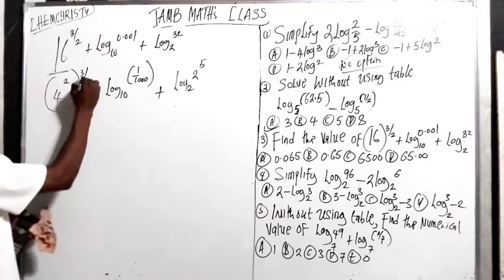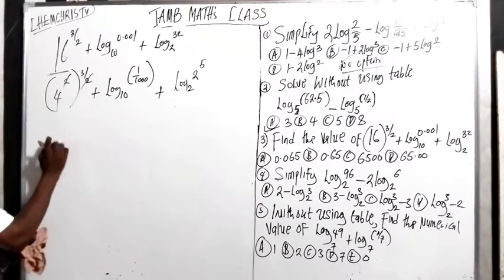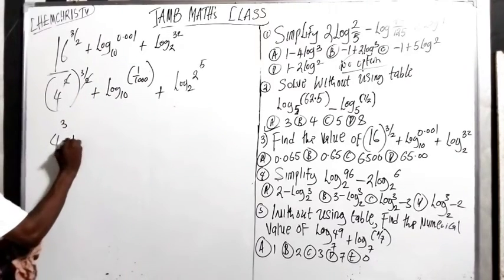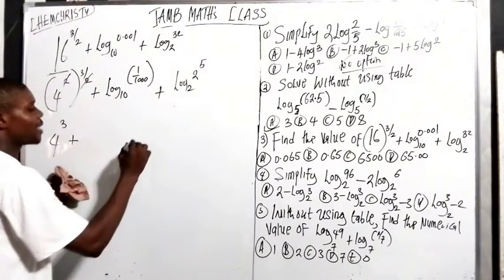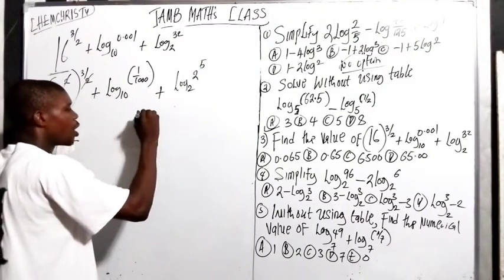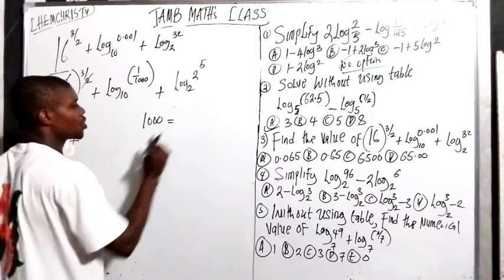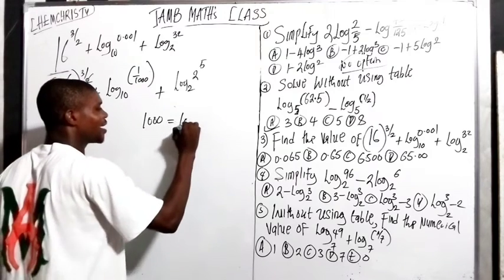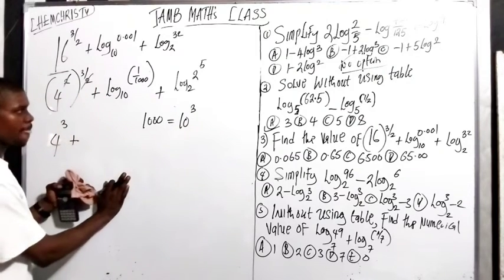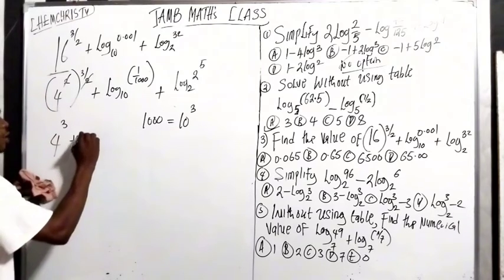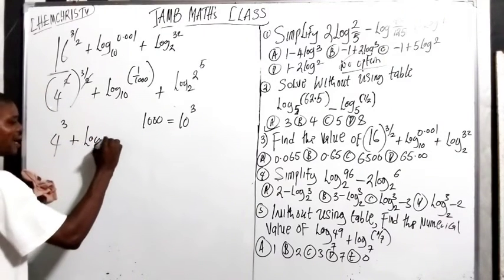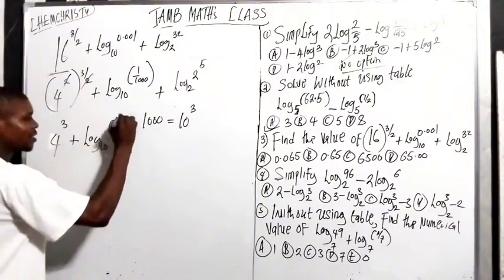Is to this guy and this guy what to go out, right? So it will be 4 raised to power 3 plus. Now, whenever I have something like this one, whenever I have 1000, it is also the same thing as what? 10 raised to power 3, right? So here it is going to be log 10 raised to power 1 over 10 raised to power 3, right?